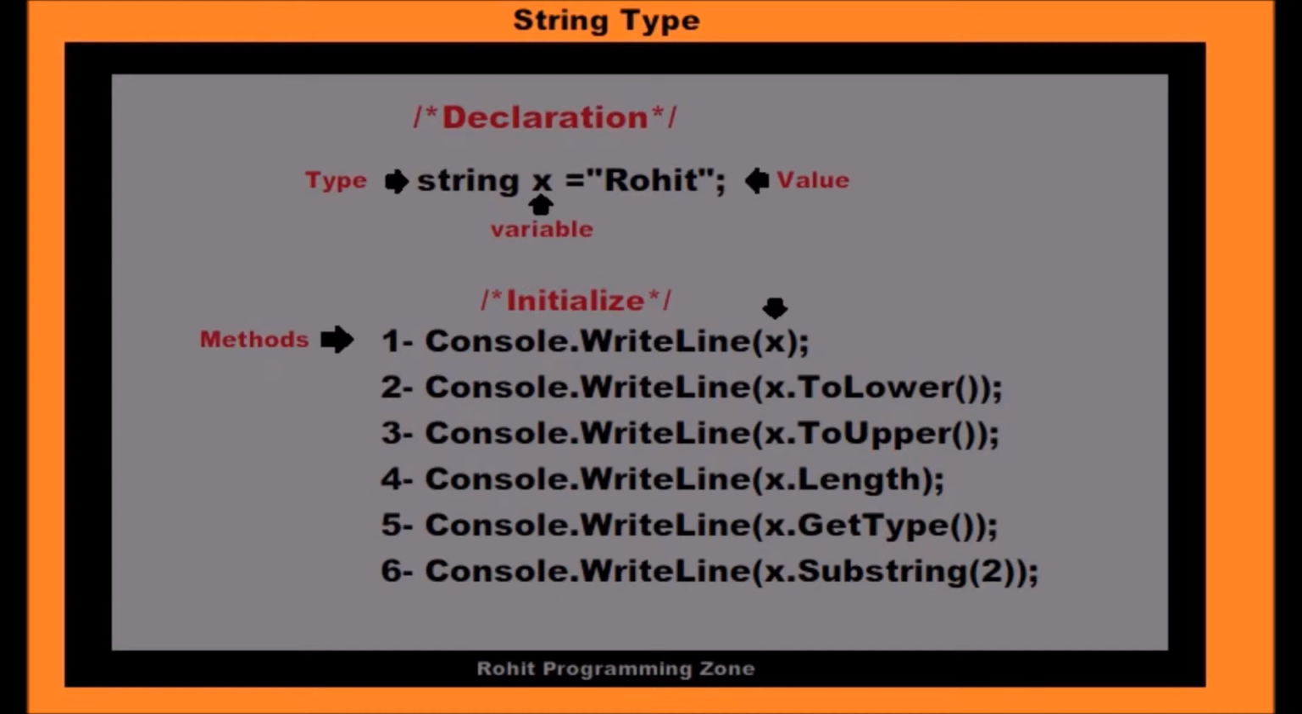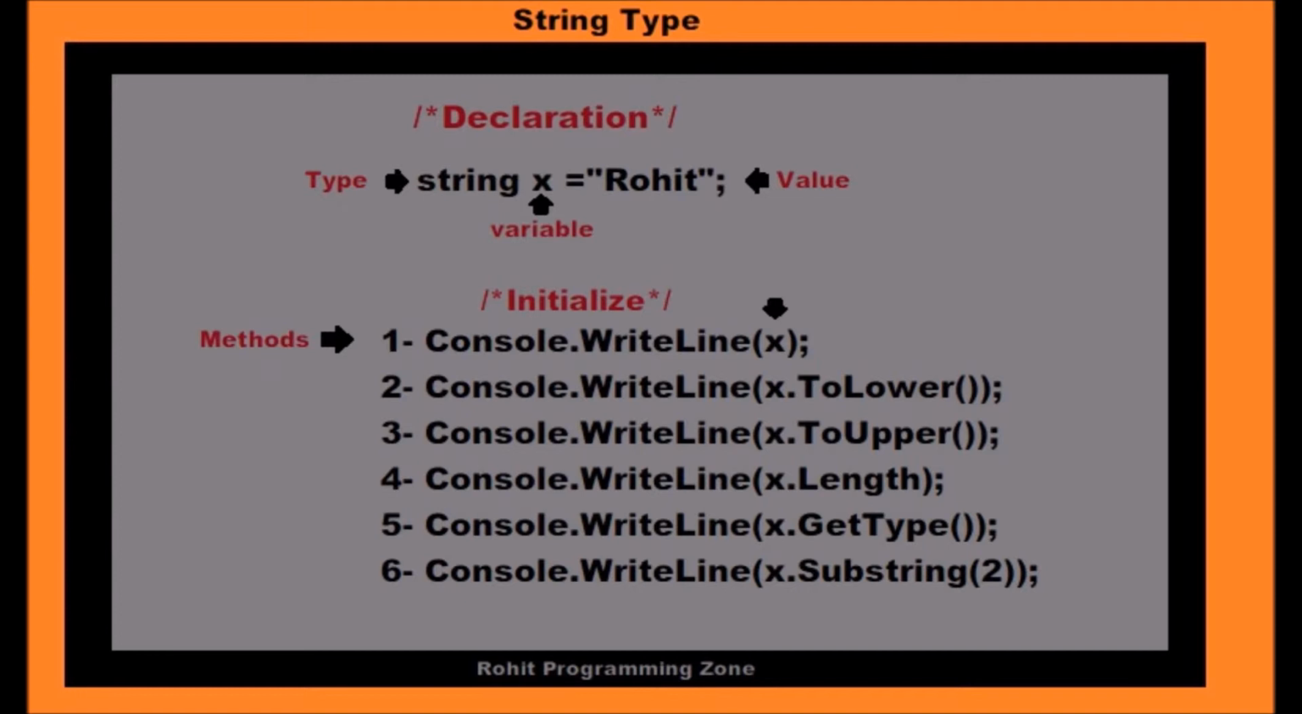In the next line of methods I have put x.ToLower() to convert the x value into lowercase. Similarly, x.ToUpper() to convert the x value into uppercase. And in the fourth method, x.Length, it will get the number of characters which are present in the x value. Next method is x.GetType(). Here it will display the type of x, which is string.